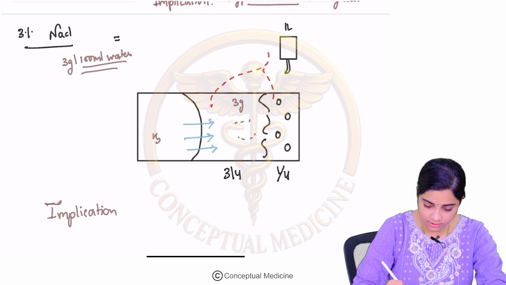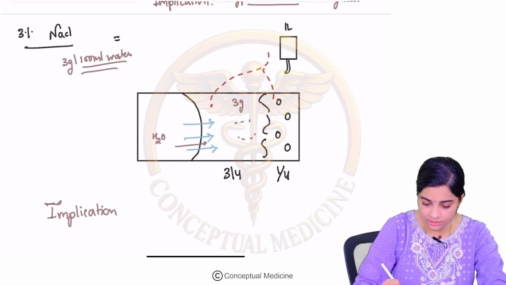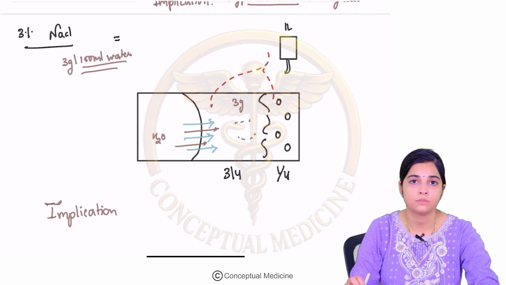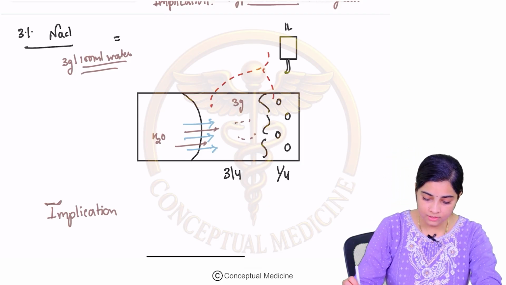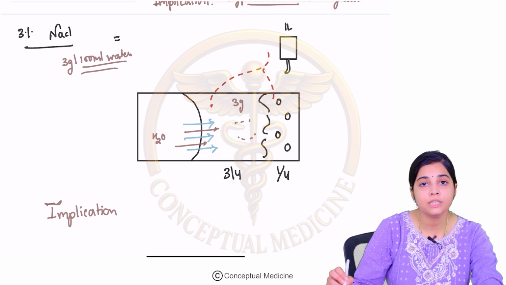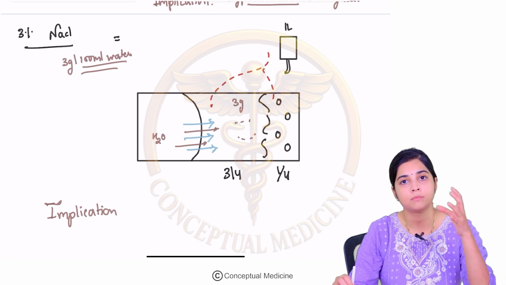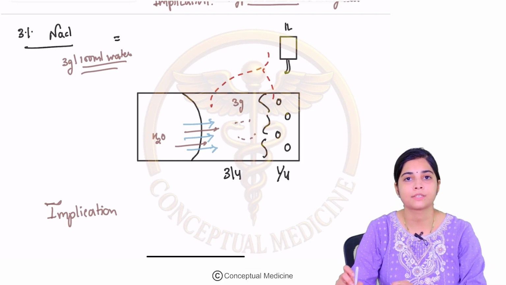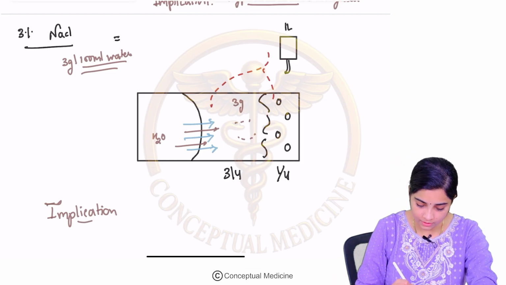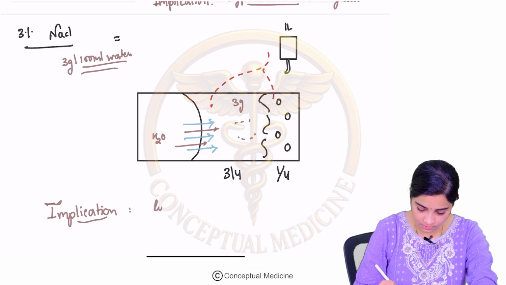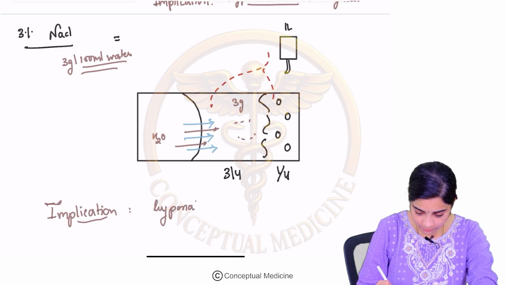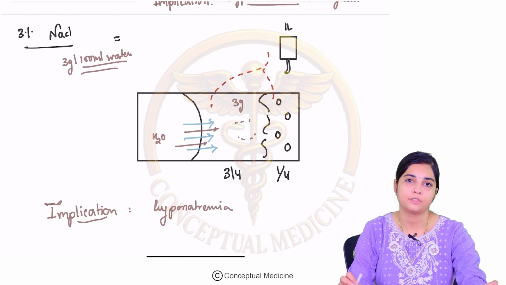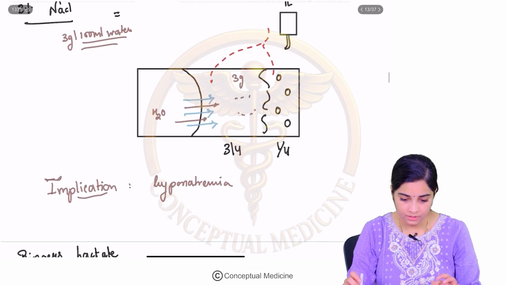What happens? The water starts moving from the intracellular to the extracellular compartment because this goes along the concentration gradient. Because of the extreme tonicity of the surrounding area, the water starts moving from the intracellular to the extracellular compartment. So what is the implication? This is used in the treatment of hyponatremia. Okay, fine. Clear till here?